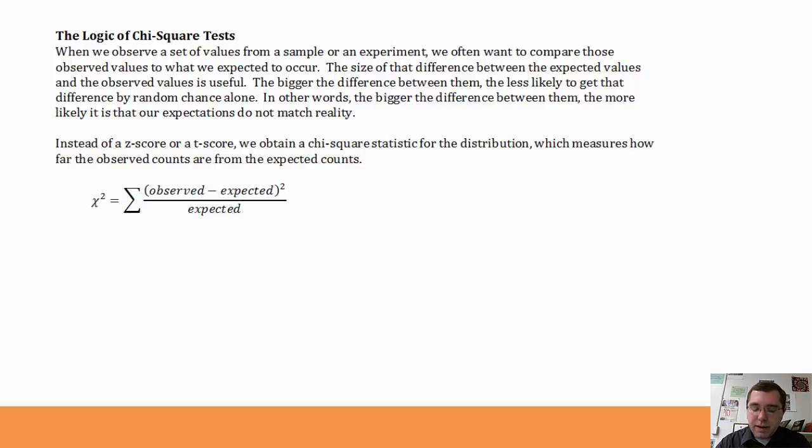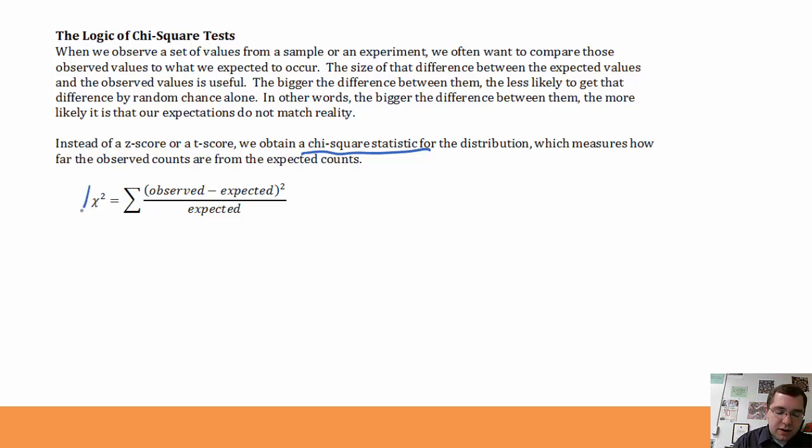The bigger that difference, the bigger that gap between them, the less likely it is to get that difference by random chance alone. Or in other words, the bigger the difference between them, the more likely it is that our expectations do not actually match reality, that our expectation was wrong. So instead of a z-score or a t-score, we obtain what's called a chi-square statistic for the distribution. A chi-square statistic measures how far the observed counts are from the expected counts.